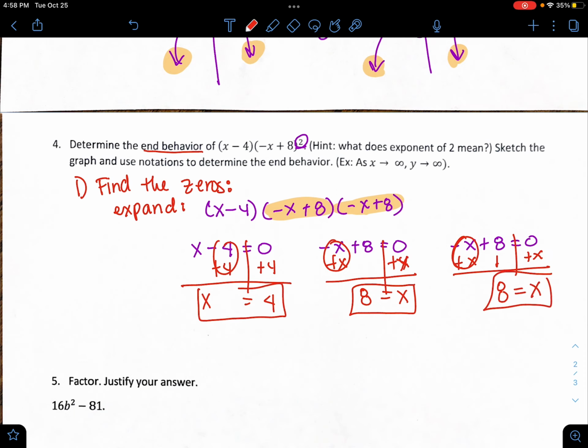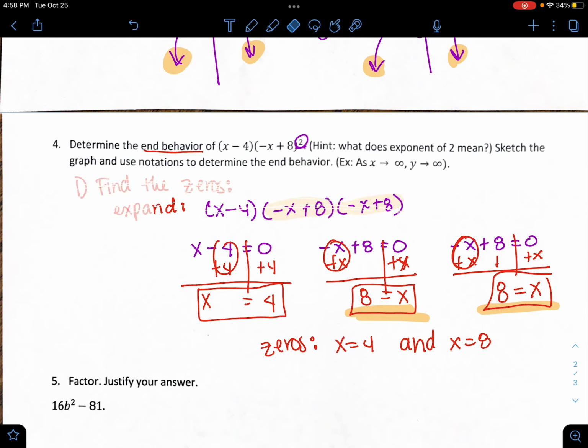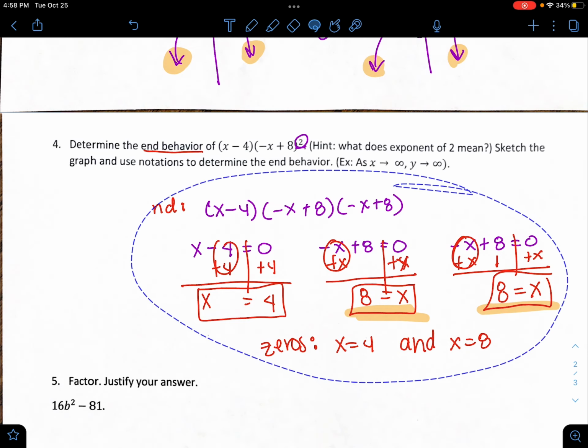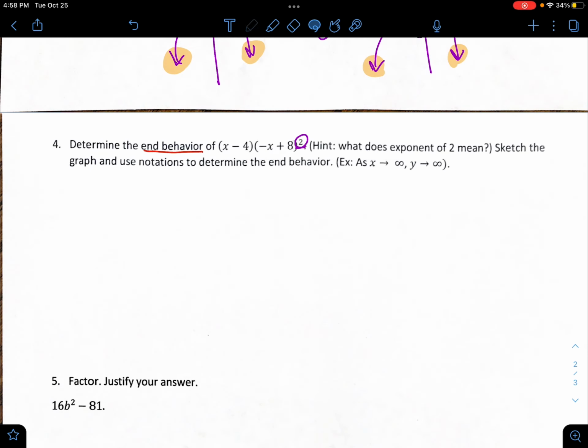Okay, since these two are the same, you only write it once. So my zeros are x equals 4 and x equals 8. Okay? Alright, I hope you guys watch this. I'm going to erase it. I'm going to now cover the rest of the question.